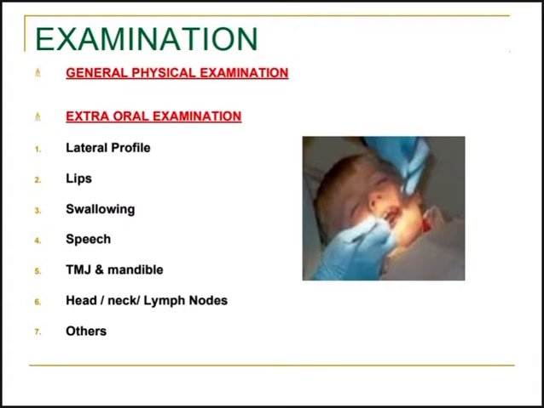Then you have extraoral examination. First of all, you will see the lateral profile of a patient. In lateral profile, you will ask the patient to look straight at the front, and you will stand by his or her side, looking at the side profile. That means his lateral profile. Now, how will you categorize the patient? You will categorize the patient as having straight profile, convex profile, or concave profile. Now, how is that possible?